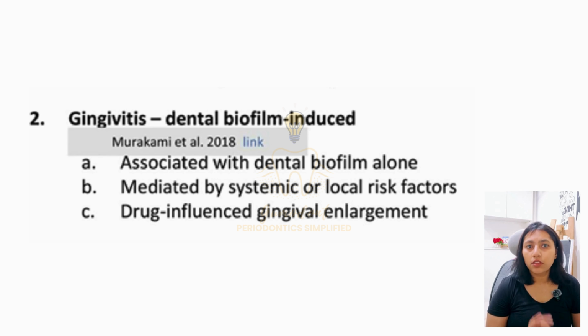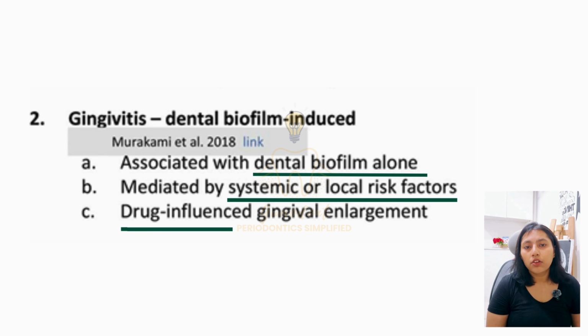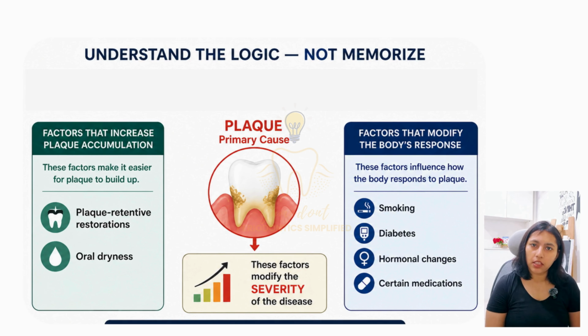Now within this, there are three important subgroups. First, gingivitis caused by biofilm alone. Second, gingivitis that is modified by systemic or local factors. And third is drug-induced gingival enlargement. Now, instead of memorizing these, let's understand this logically.